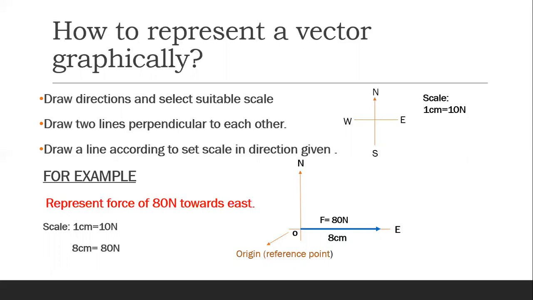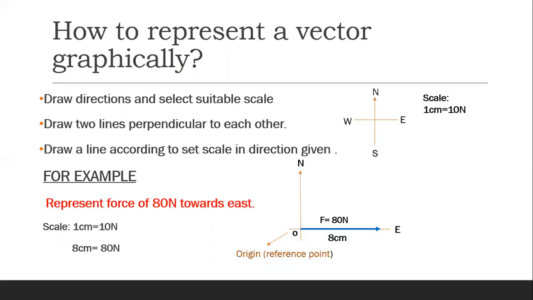It's up to you. It's your choice because your scale does not have to show the readings in Newton. So you have to select a scale. For example, over here, 1 centimeter is equal to 10 Newton. It's a convenient scale. Then draw 2 lines perpendicular to each other, then draw a line according to the set scale in the direction given. That line will be the vector that you are drawing according to the set scale. An example is given below.